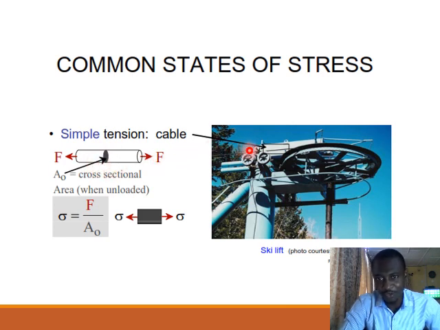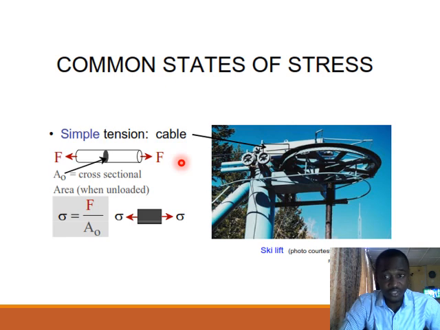Now you want to understand that during the operation of this lift, you don't want this cable to fail. So one of the ways to avoid the failure of this particular cable is to ensure that whatever stress you are imposing on this particular cable is one that can be withstood by it.